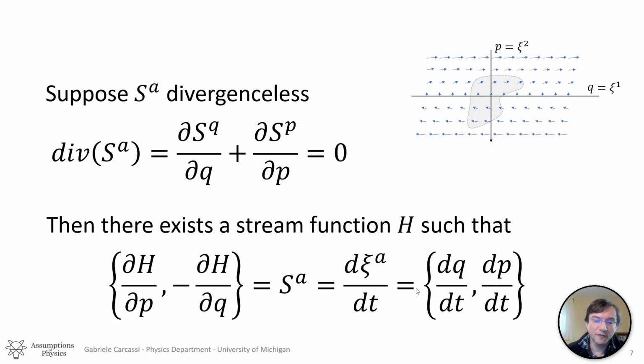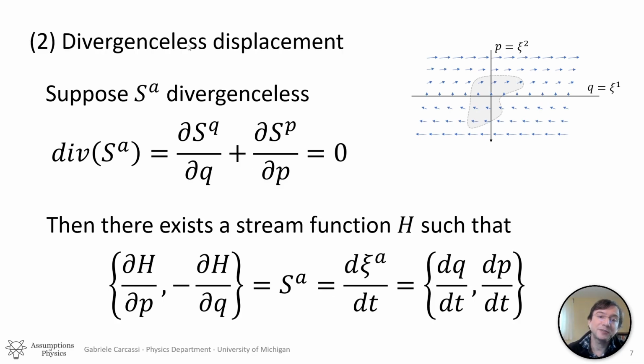And then looking at the definition of SA, of course, this component is equal to this term, this component is equal to this term, and these are just Hamilton's equations. So we can say that the divergenceless displacement is a necessary and sufficient condition to retrieve Hamiltonian mechanics. They're equivalent ways to talk about the same math.